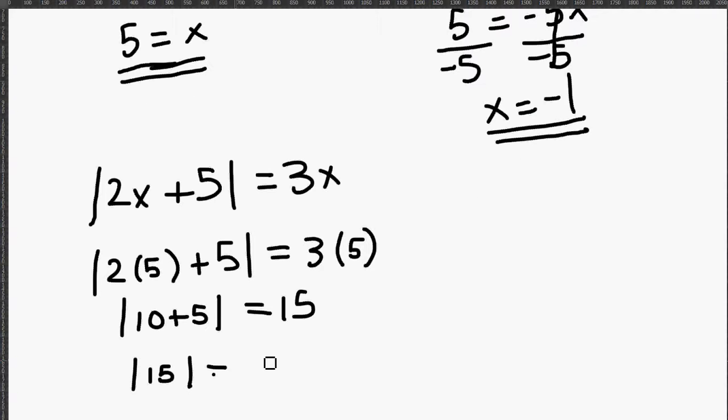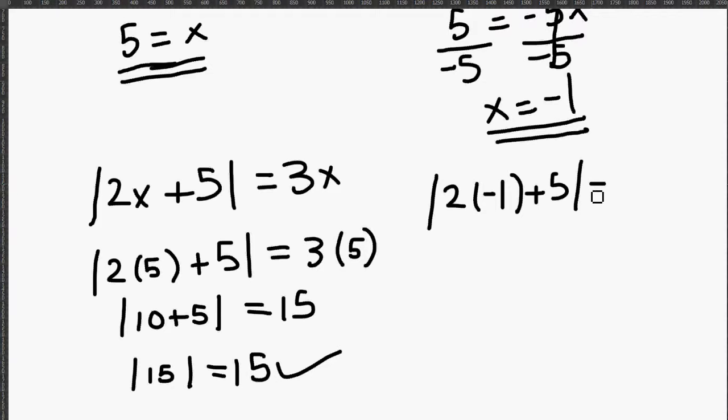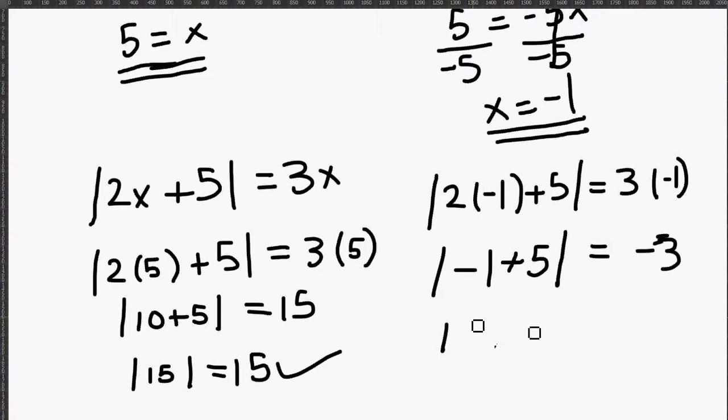But now let's plug in x equals negative 1. So the same way, absolute value of 2 times x, which is negative 1, plus 5 is equal to 3 times negative 1, which is x. And then you solve that one and you get negative 1 plus 5 is equal to negative 3. And then on this side you get the absolute value of 4 is equal to negative 3.